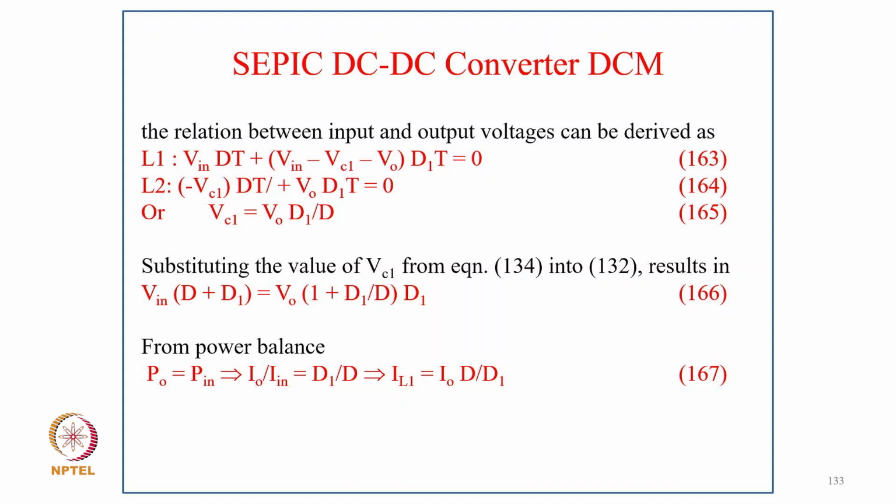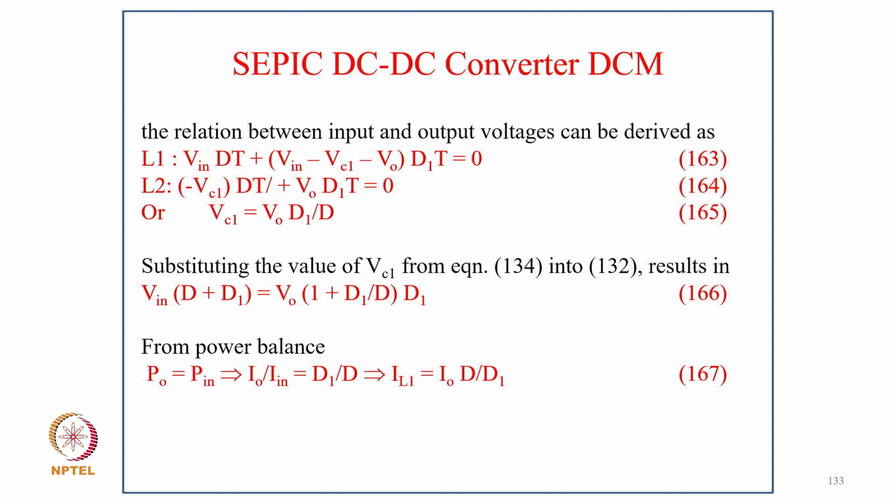Now coming to the operation of the SEPIC converter in discontinuous conduction mode, the relation between input and output voltage can be derived as: across L1, Vin·DT plus (Vin − VC1 − VO)D1T equals 0, and across L2, −VC1·DT plus VO·D1T equals 0, from which we get VC1 equals VO·D1 upon D. Substituting the value of VC1, this results in Vin(D + D1) equal to VO(1 + D1) upon D·D1.